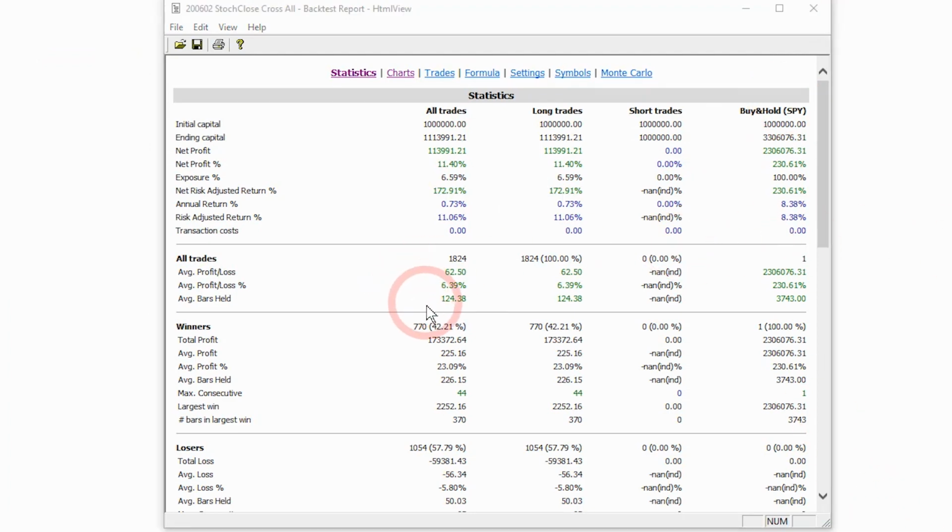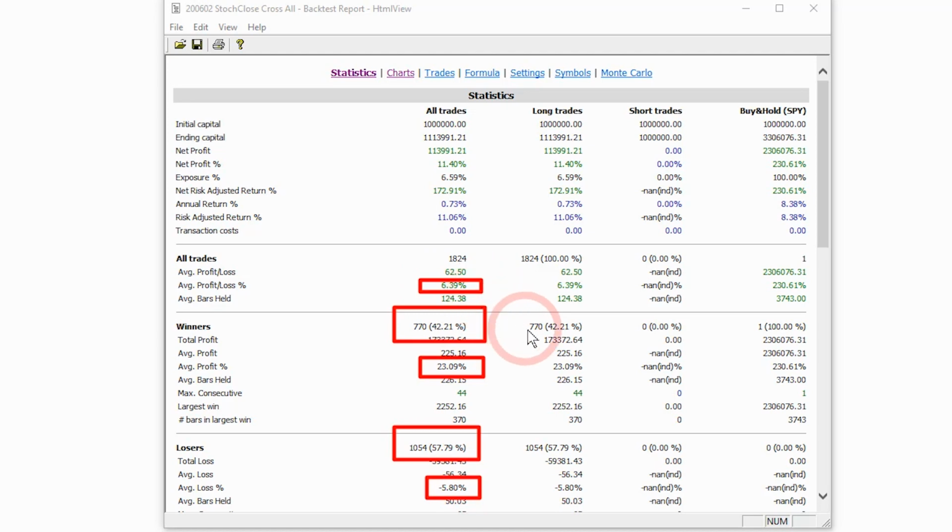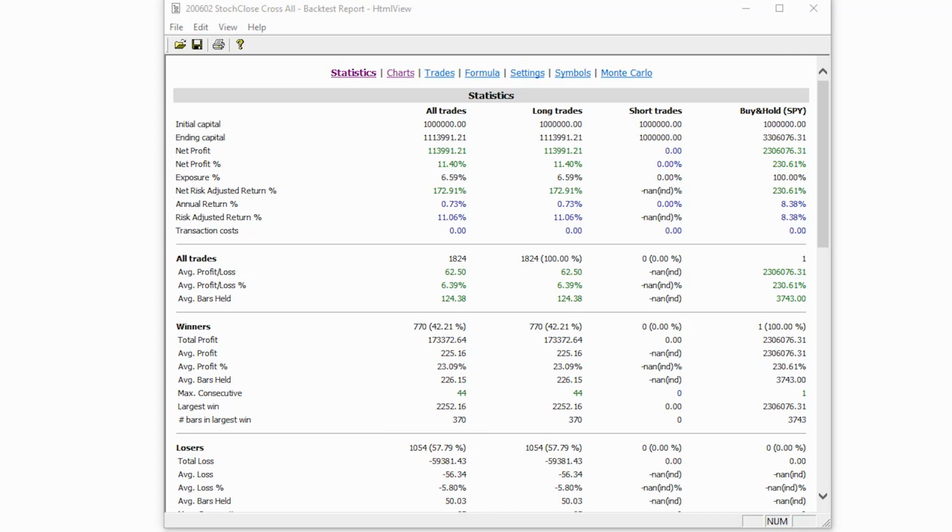If we look at this, we can see that you would have had a winning percentage of 42% and a losing percentage of 48%. Your average winner would have been plus 23%, your average loser minus 6%. And then the average profit/loss was 6.4%. That's your expectancy, basically. So this strategy does have a positive expectancy if run over time. It's going to go through drawdowns, just like any trend following strategy. And we can see that when we look at the equity curve chart.